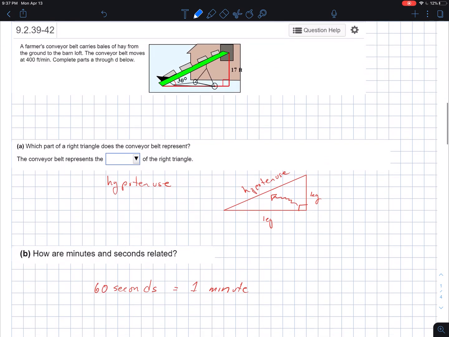So here's a problem. A farmer's conveyor belt carries bales of hay from the ground to the barn loft. The conveyor belt moves at 400 feet per minute. Complete parts A through D below. Part A says, which part of the right triangle does the conveyor belt represent? It's the hypotenuse. It's opposite the right angle. The hypotenuse is always opposite the right angle. Okay?